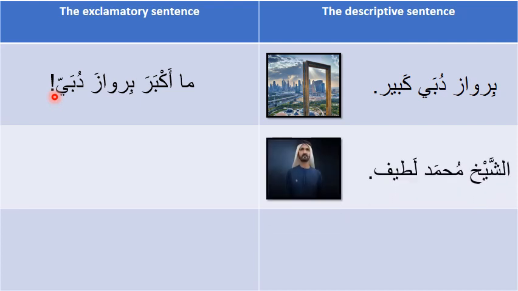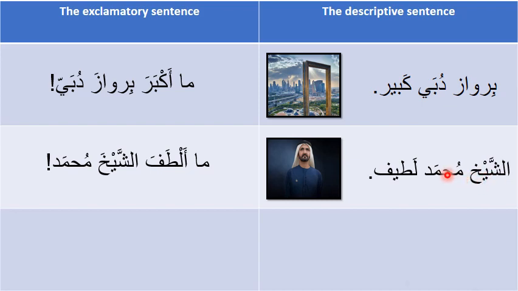The second example, I'm going to describe Sheikh Muhammad. Sheikh Muhammad Latif. Sheikh Muhammad is really nice and kind. How are we going to say this in exclamation form? I'm going to say ما ألطف الشيخ محمد. How nice or how kind is Sheikh Muhammad. You start with the ما, you change Latif into ألطف, and then you swap between the exclamatory form of the adjective and the noun. The noun here are the 2 words Sheikh Muhammad.